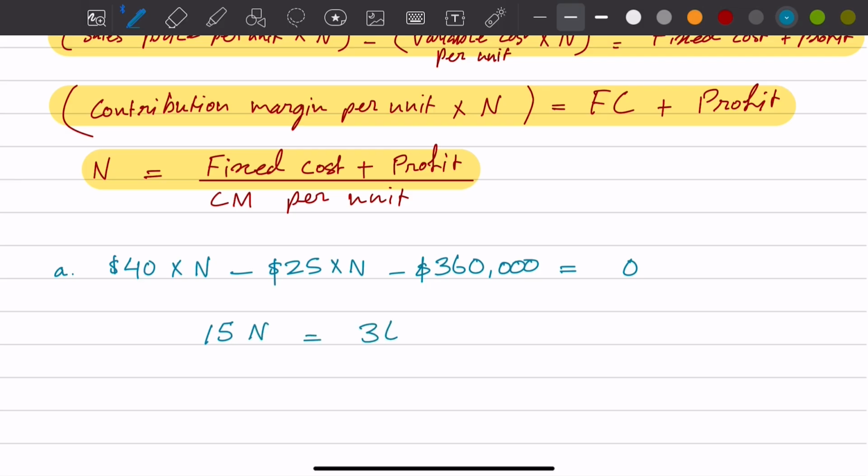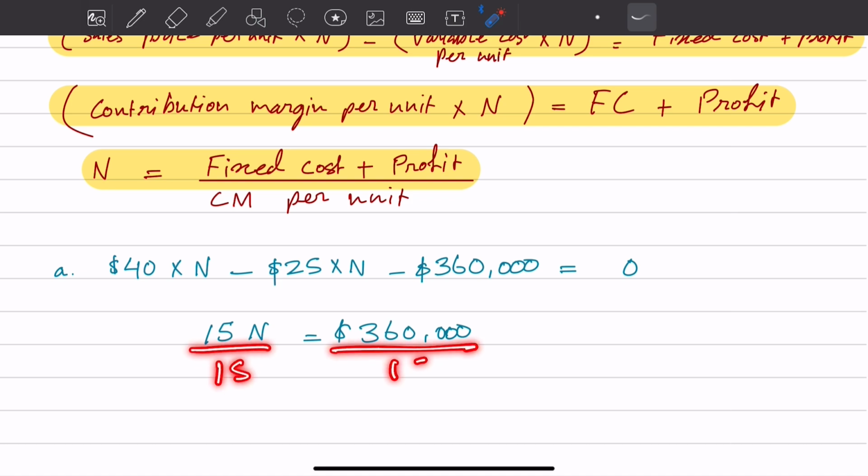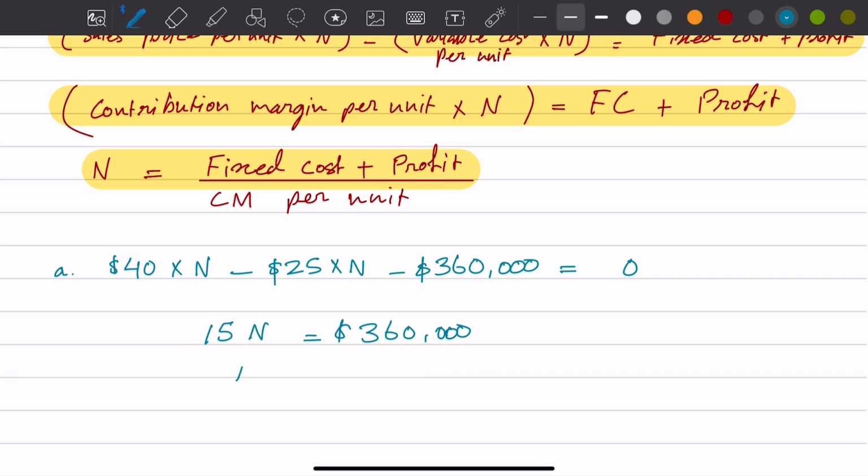That should equal $360,000. Now all you need to do is go to your calculator and run the numbers. Remember, this is what we're trying to find, N. So we need to remove this number right here. The way to do this is to divide both sides by 15, right? So 15N divided by 15 gives us N, and that should equal 360,000. That's what I'm going to calculate on my calculator here, divided by 15.